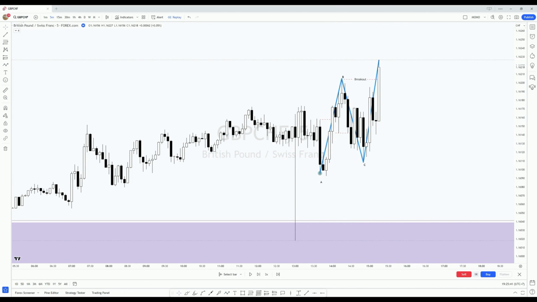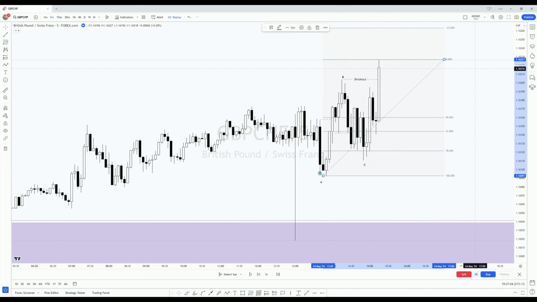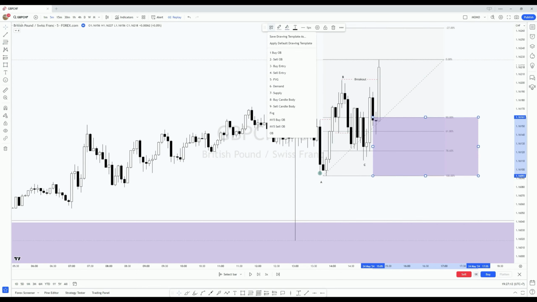I can use Fibonacci from C to the highest point of the market, or to the highest bullish candle, or from A to the highest bullish candle. For me, when I see A and C very close to each other, I prefer to use Fibonacci from A to the highest point of the market, and then highlight this area from 50% to my 100% as my buy area.